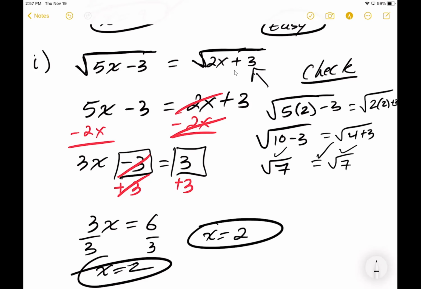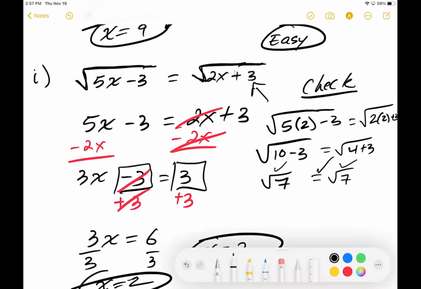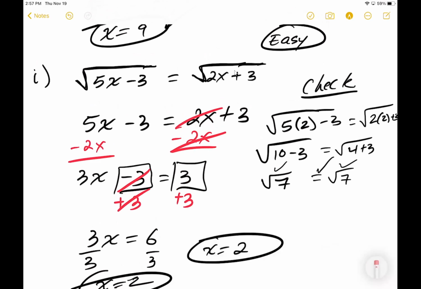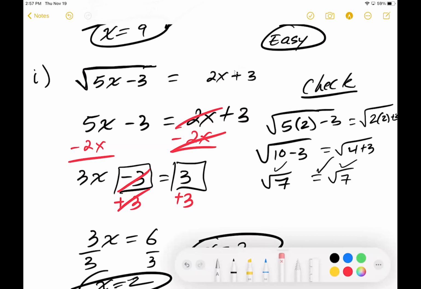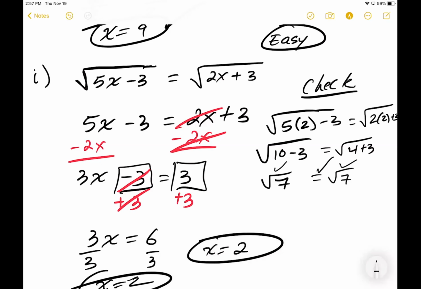Okay. So again, that's what we have. And if you look at this problem, don't get intimidated. This is where you get intimidated, where they have a radical. But if they do have a radical on both sides, it's actually easier than it looks. Question here, ladies and gentlemen.